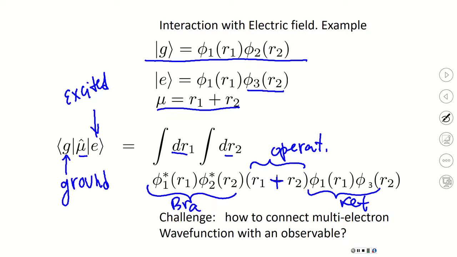So matrix element of dipole operator between ground and excited is integration over position of first electron and position of second electron. And then instead of bra, we put functions with little stars. First electron in first orbital, second electron in second orbital. Here we just reduce the operator. And then for the ket, first electron in first orbital, second electron in the third orbital.